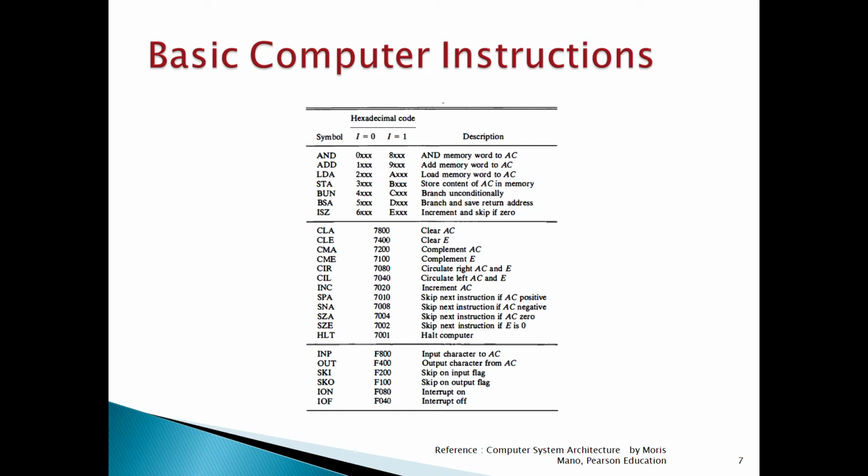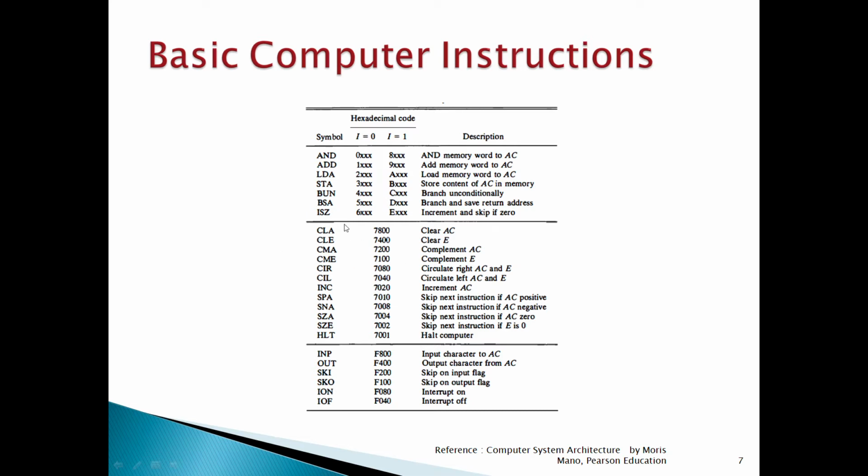ISZ is increment and skip if 0. If your flag is 0, then you just increment and skip the next instruction. Then there is the CLA command, that is for clear accumulator.